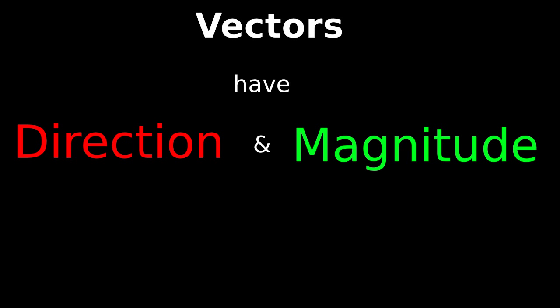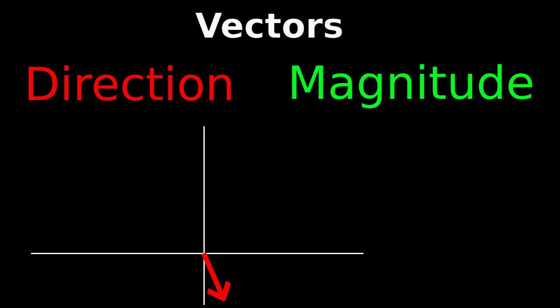All vectors have direction and magnitude. Direction is which way the arrow points. Magnitude is the length of the arrow. Whenever you draw a vector, you need to make sure that the direction and the magnitude is correct. So long as you draw the arrow pointing in the right direction and the length of the arrow is correct, it doesn't matter where you draw it, because it will still represent the same vector.